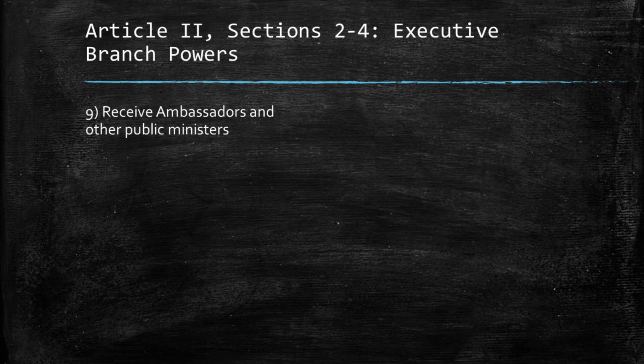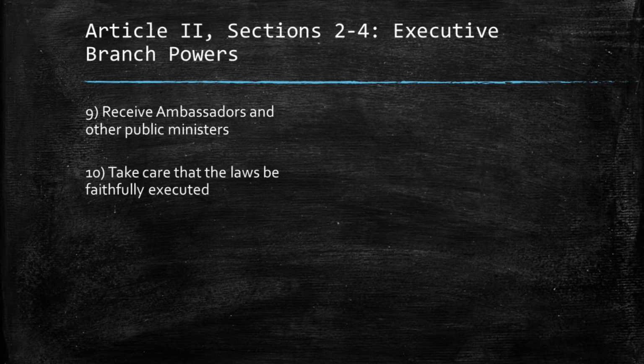The president also has the power to receive ambassadors and other public ministers. The president must also take care that the laws be faithfully executed. This is also really important from the prosecutorial standpoint. We will talk in a couple episodes about how much control the president has over the law enforcement function. And one of the leading clauses in that particular debate is this particular clause. It's called the take care clause. Right? What does it mean to take care that the laws are faithfully executed?